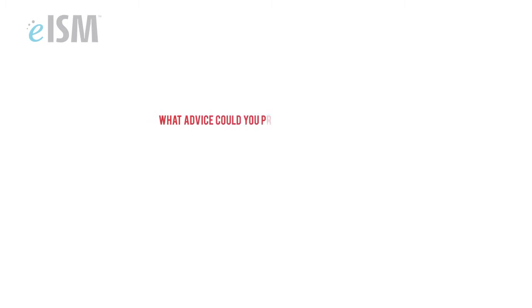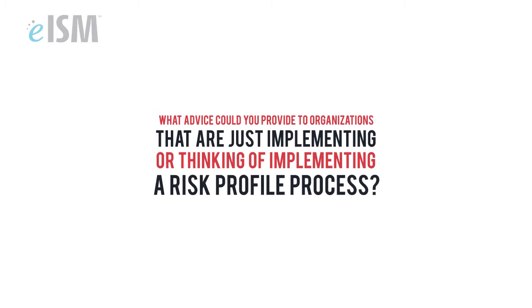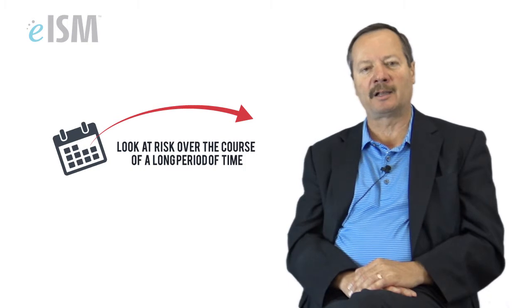3. What advice would you provide to organizations that are just implementing or thinking of implementing a risk profile process? In regards to setting up a risk profile process and a risk management process, my suggestion to organizations that have not done this in the past or are just beginning is that there's an ongoing effort. You have to look at risk over the course of a long period of time, and we've been tracking our risk rating on a quarterly basis for almost 4 years now, and so we've become better at it over time.